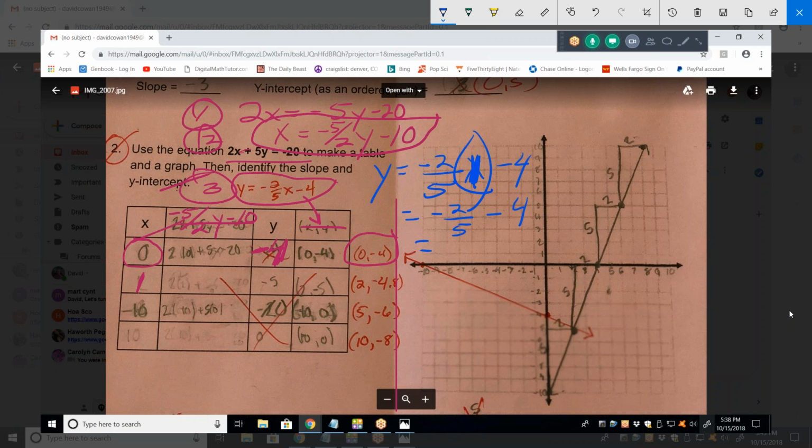Okay, this is back to arithmetic. You have to be able to add and subtract positive and negative numbers. I know it's probably going to be a decimal, but... No, it's not really. It's minus 4 2/5, so it's minus 4.4. So when x is 1, y is minus 4.4.